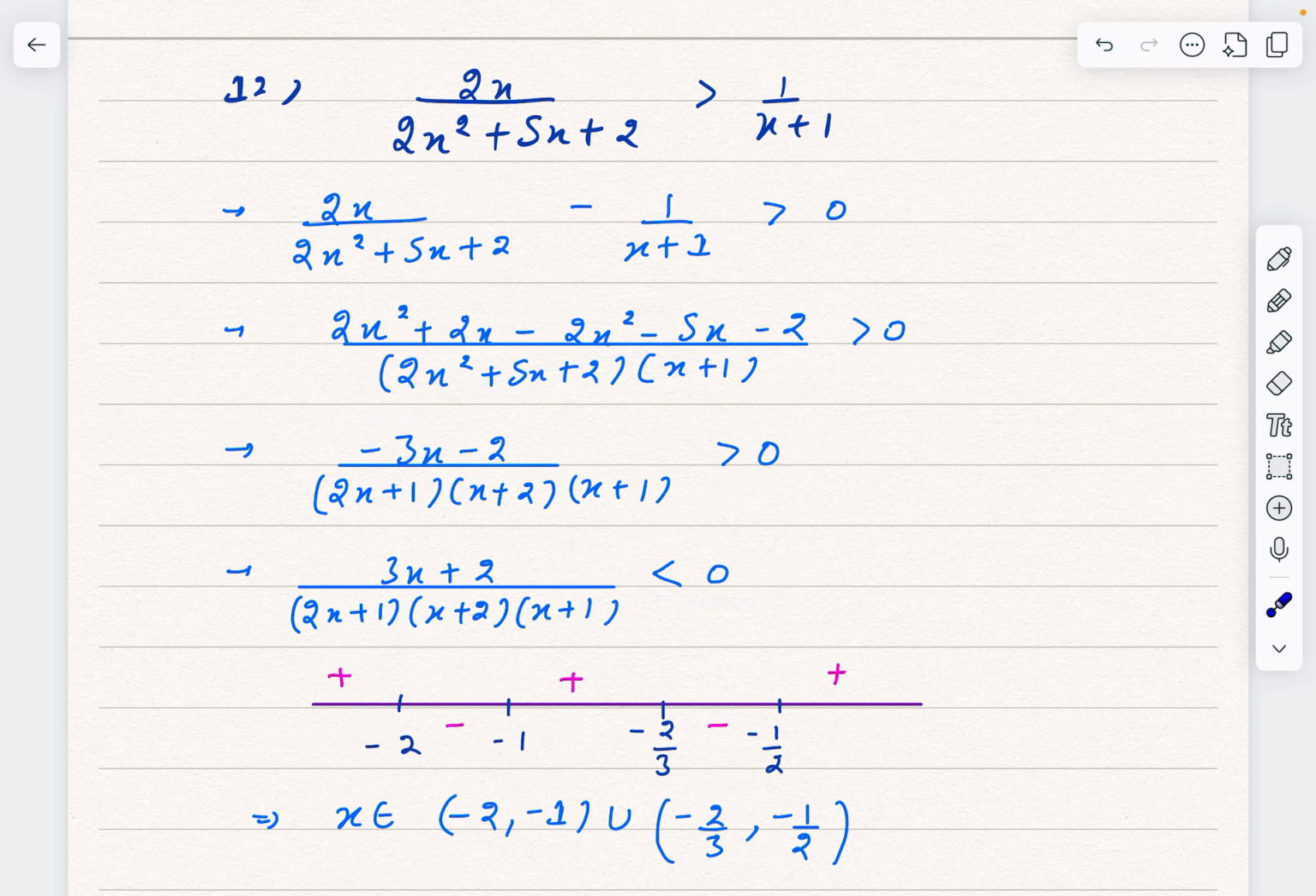So now plot the roots. So minus 2, minus 1, minus 2 by 3, minus 1 by 2, positive, negative, positive, negative, positive. You want negative. So negative is between minus 2 and minus 1, minus 2 by 3 and minus 1 by 2.